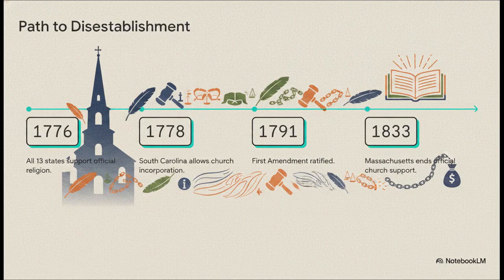South Carolina tried to compromise in 1778, letting churches incorporate for tax reasons, but only if they agreed to basic Christian tenets. It took them until 1790 to drop religious restrictions for public office. And Massachusetts, they didn't end their tax support for the Congregational Church until 1833, decades after the Revolution.